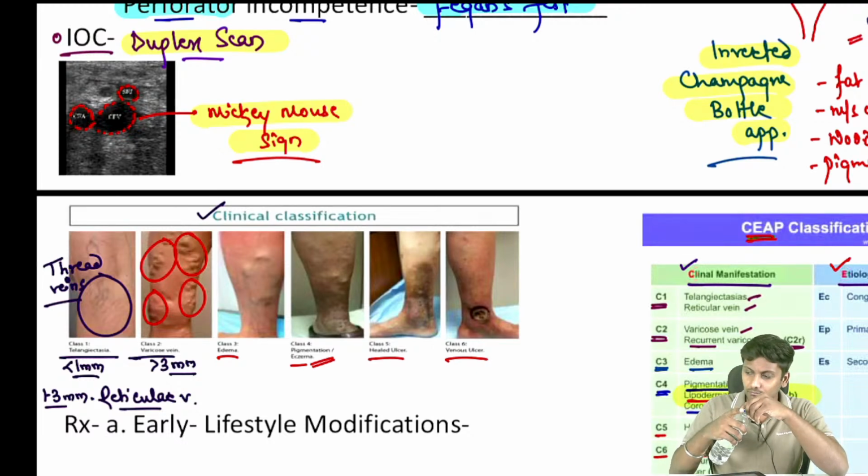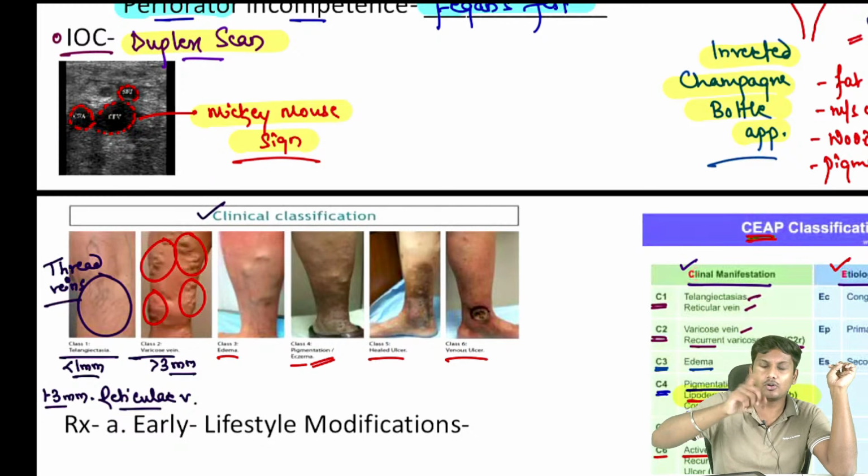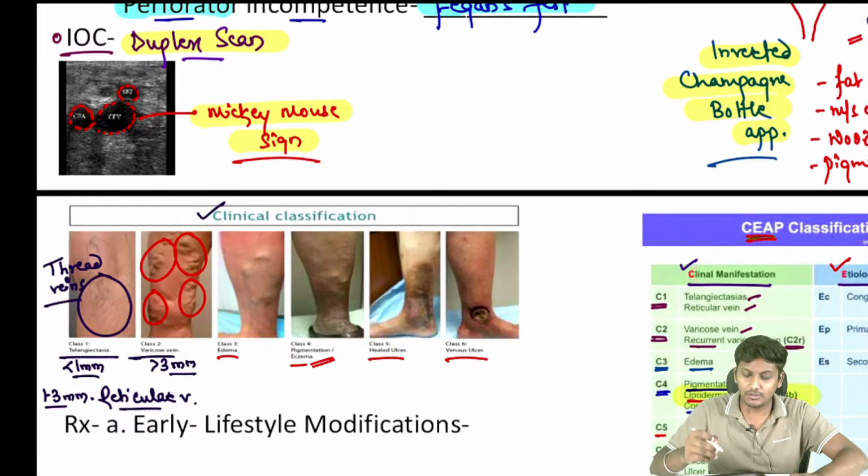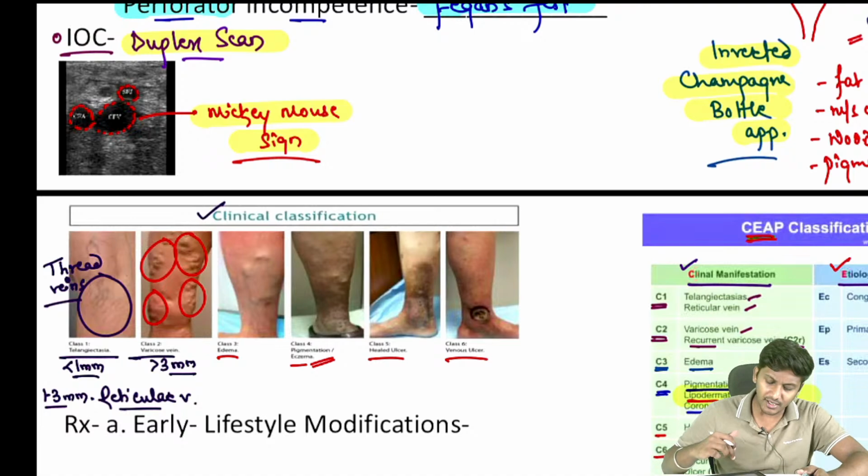On the duplex or the color Doppler, you will be able to see the blood flow from deep veins to the superficial veins of the leg. Okay, that is how you confirm the diagnosis.